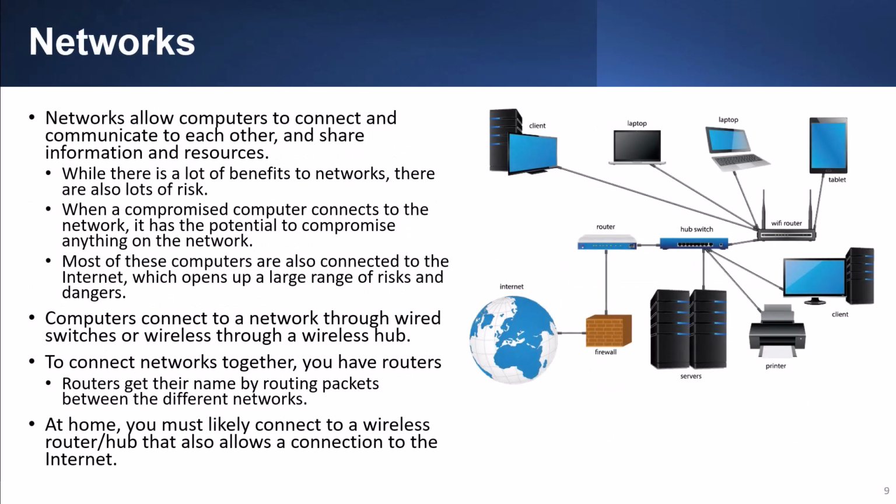Networks allow computers to connect and communicate with each other and share information and resources. While there are a lot of benefits to networks, there are also lots of risks. When a compromised computer connects to the network, it has the potential to compromise anything on the network. Most computers are connected through the internet, which opens up a large range of risks and dangers.